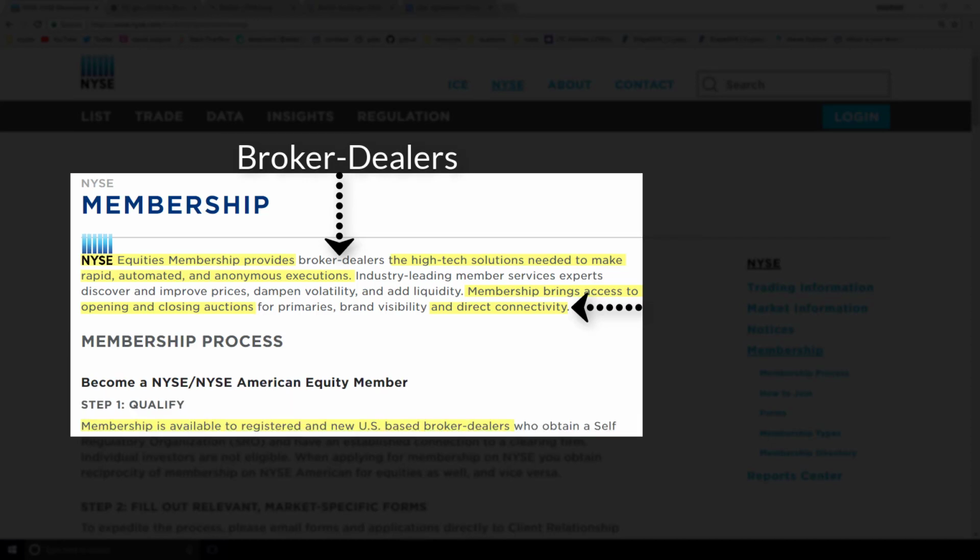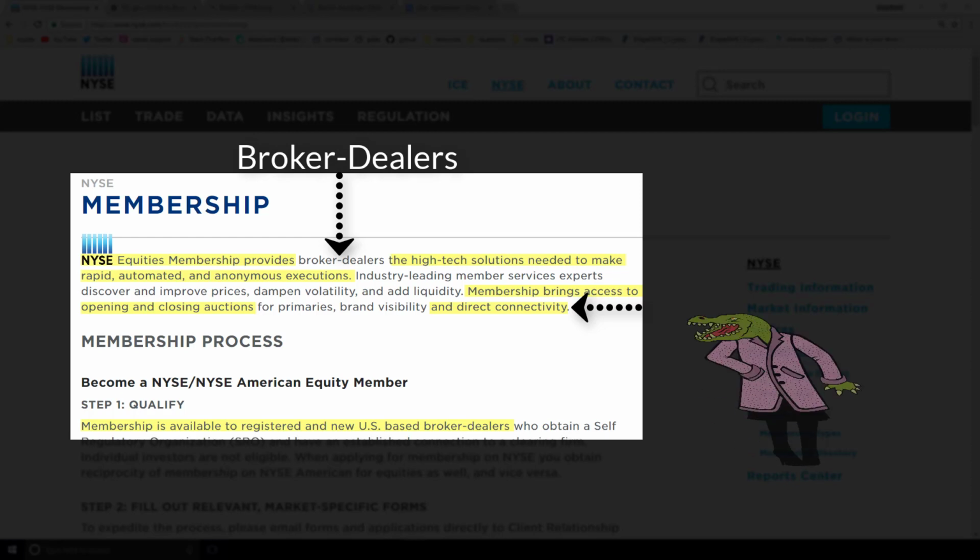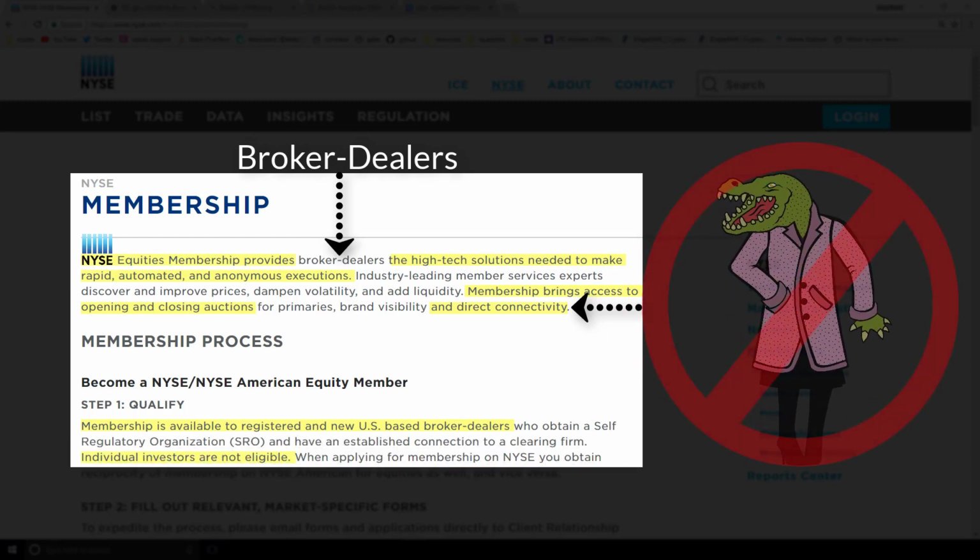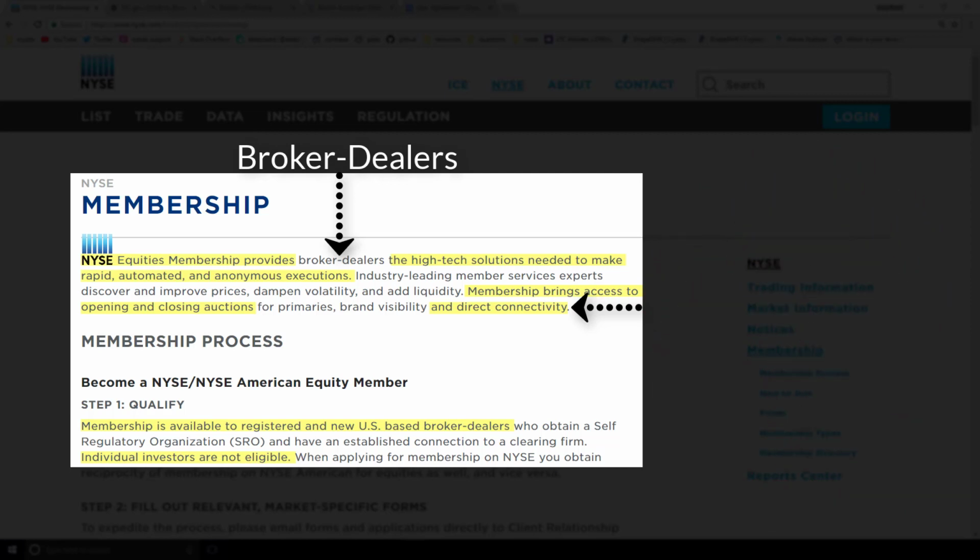Membership is available to registered and new US-based broker-dealers. Individual investors are not eligible. This isn't always going to be the case, but most of the time, traders are going to trade using a broker. Our main focus here is going to be brokers just for that reason. However, we will also touch on dealers as well.